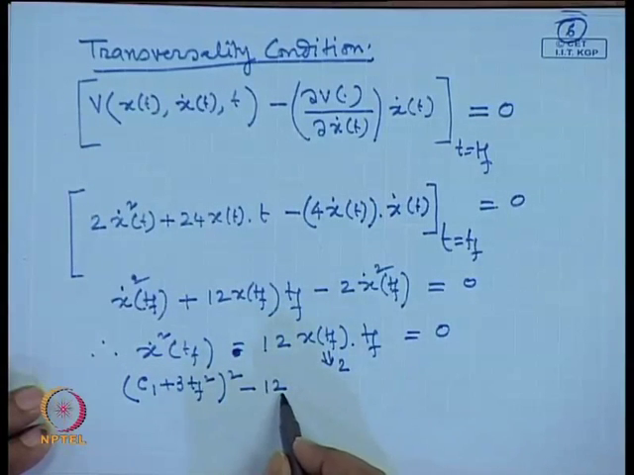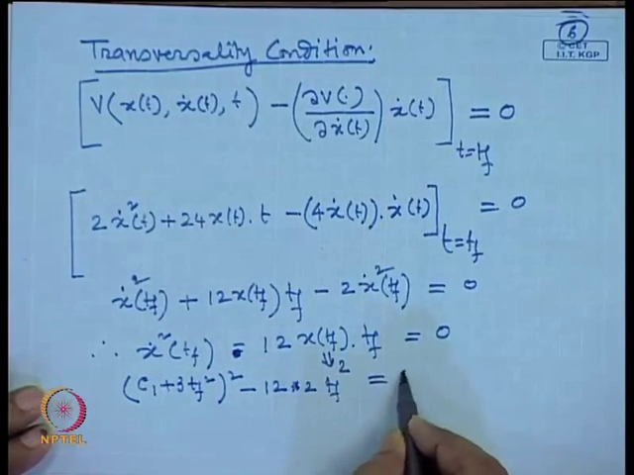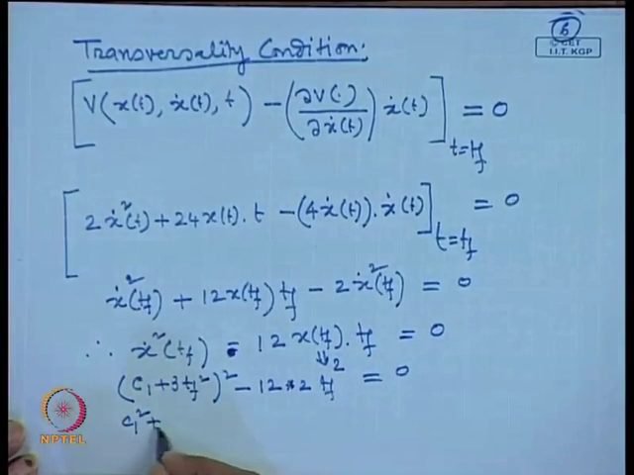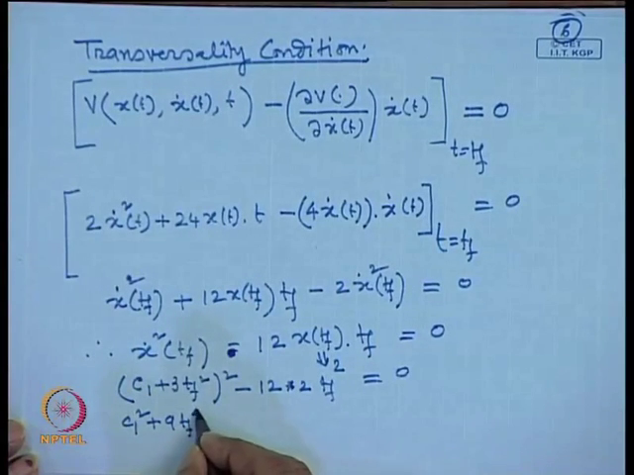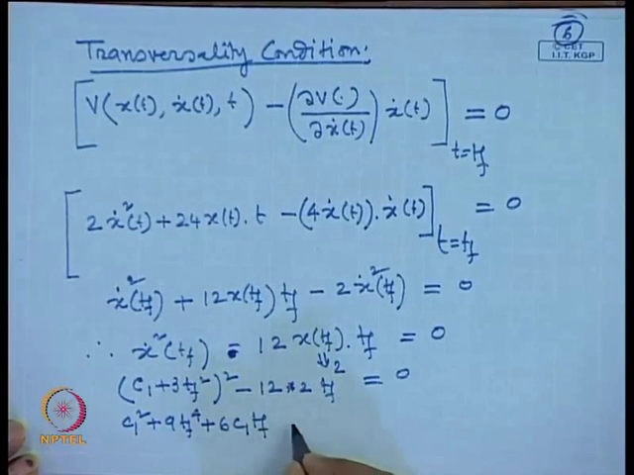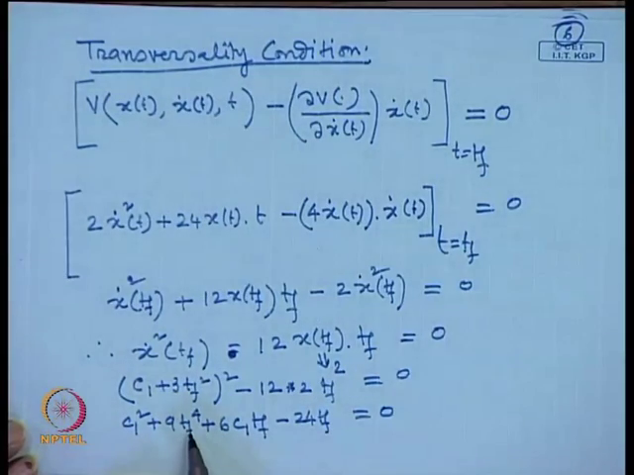So, this is 12 into 2 into t f is equal to 0. So, if you simplify that, c 1 square plus 9 t f 4 plus 6 c 1 t f square minus 24 t f is equal to 0.